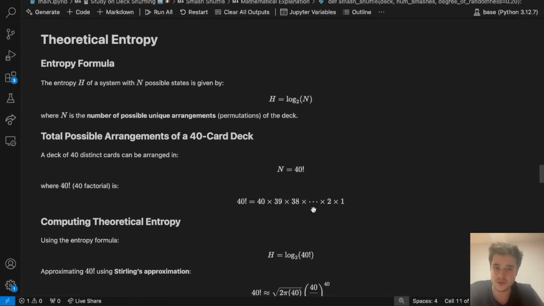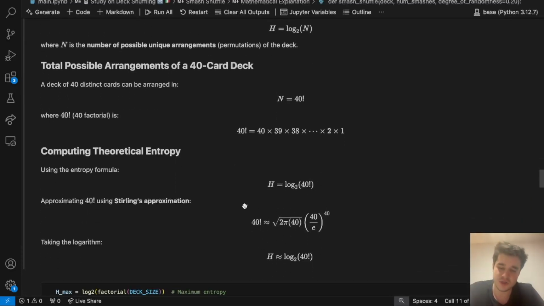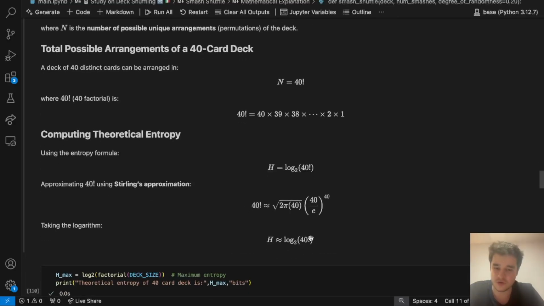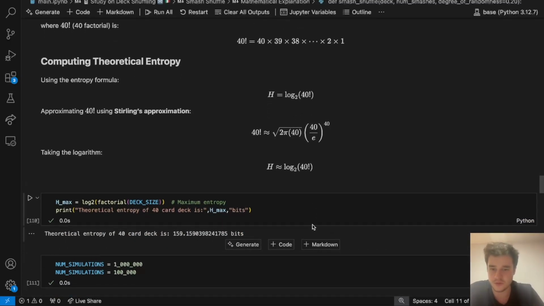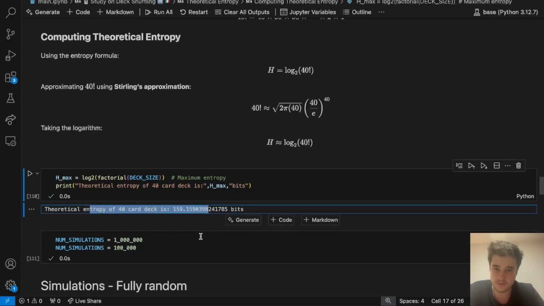So theoretical entropy has a different equation. It's basically log base 2 of the number of possible arrangements, and if you have 40 cards, it's 40 factorial. You can use an approximation, but it's not relevant. At the end it's basically log 2 of 40 factorial, because it's just the number of permutations of 40 cards. And the theoretical entropy is 159 bits. Theoretical, right? If the world was truly random.